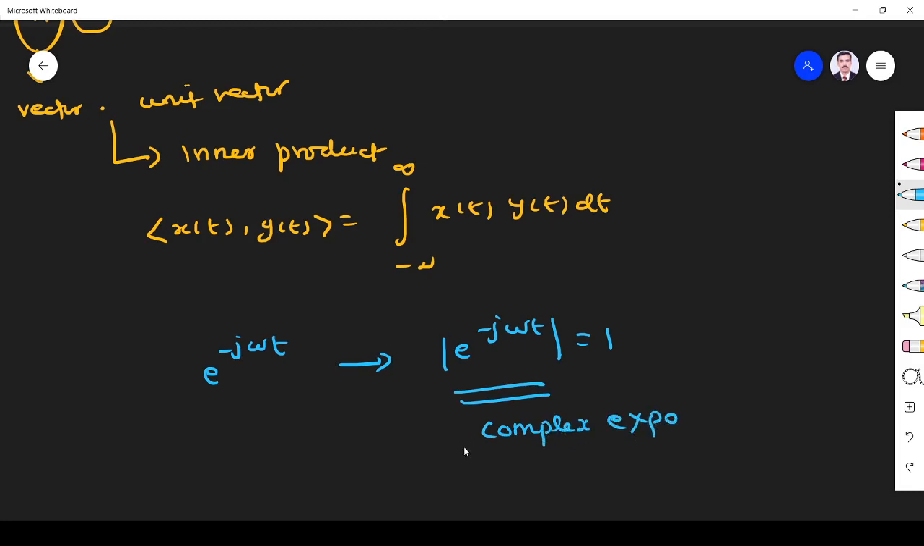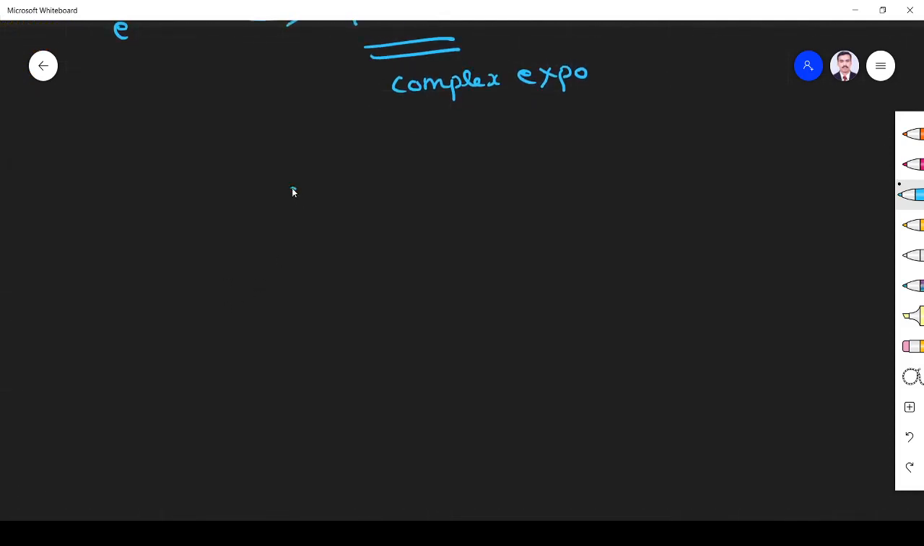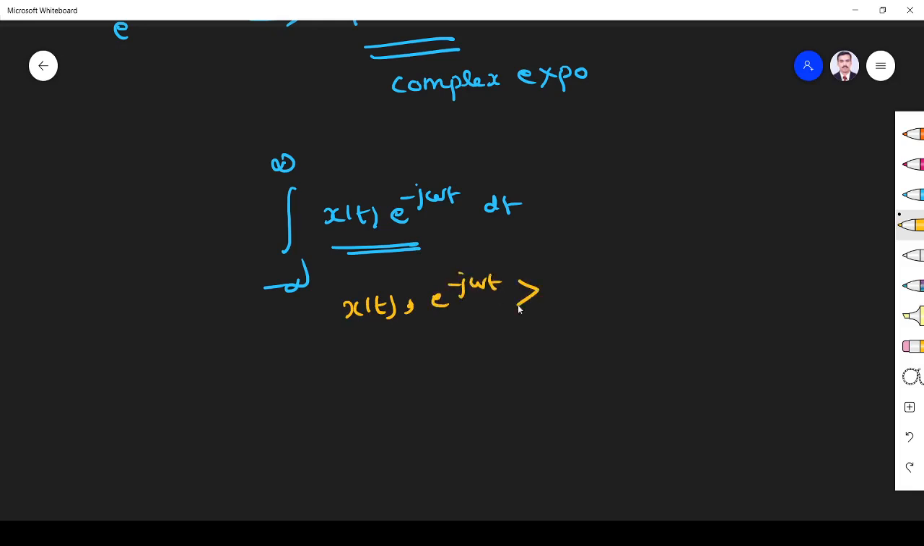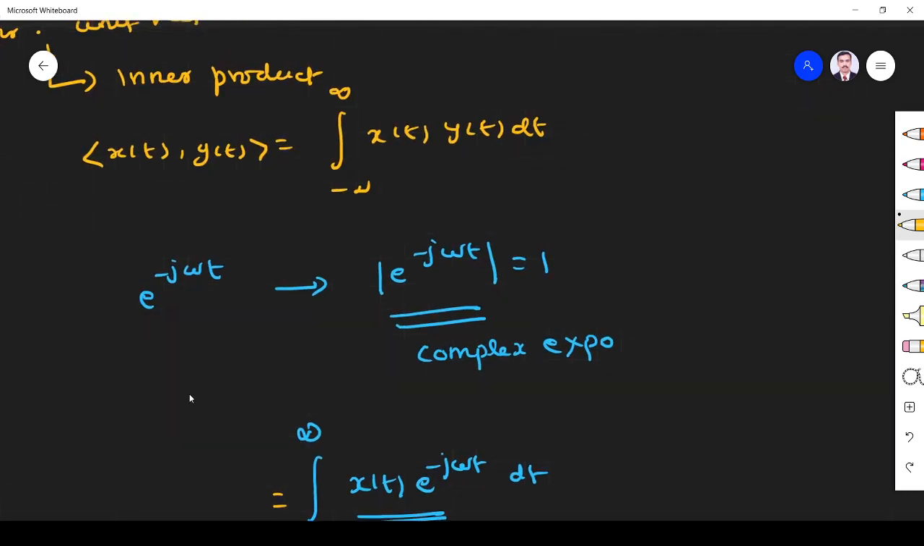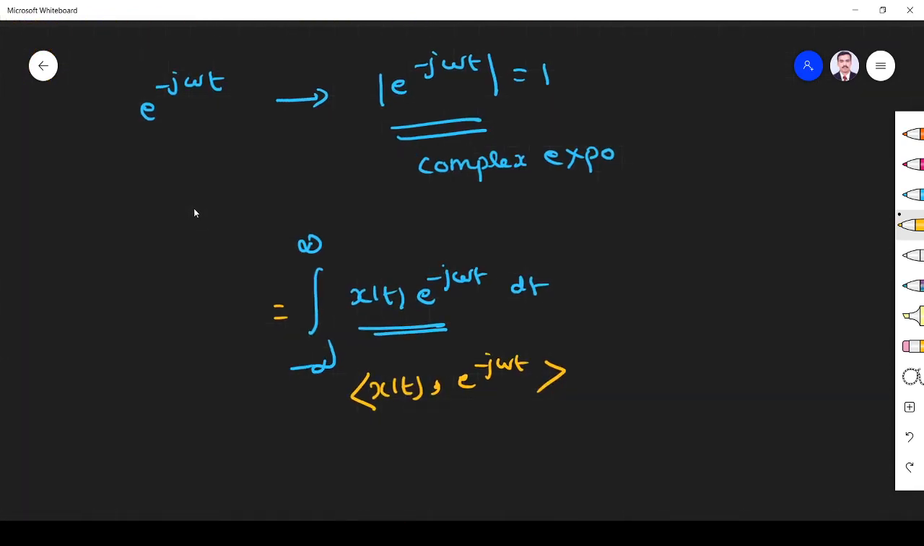Now, what is the meaning of the equation, the integral from minus infinity to plus infinity of x of t e power minus j omega t dt? This indicates it is an inner product between a vector A and this complex exponential, which is like a unit vector. Fine. So if it is a vector and you take x cap, it will give the component along the x direction. Y cap means it will give the component along the y direction.